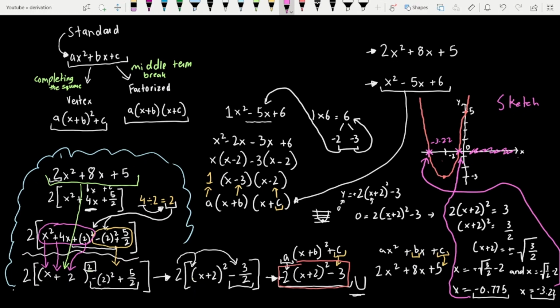So you can see we just found our roots. It was really simple. All you had to do is understand that the roots are basically the x-intercepts. And at the x-intercept, the value of y is equal to 0.